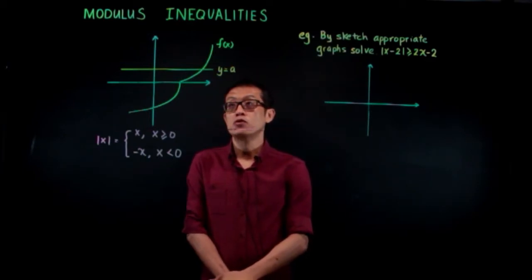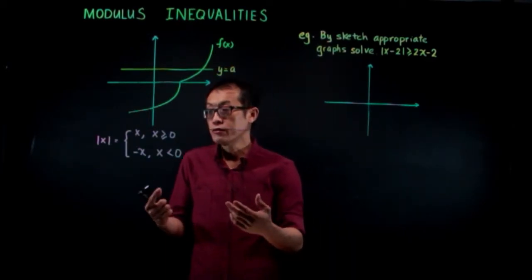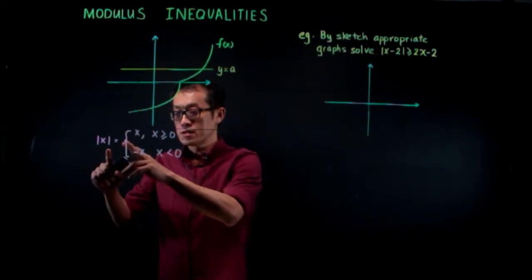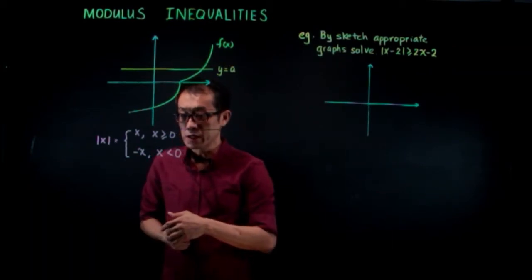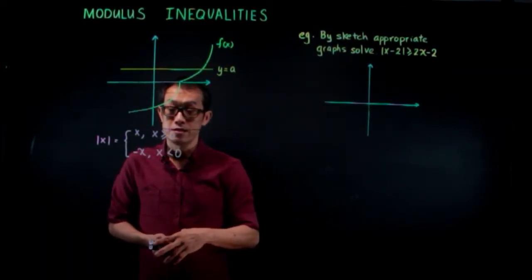Next, we come to modulus inequality. Now, you learn in secondary 4 or sec 3, mod of x is equal to x when x is greater than 0 and minus x if x is less than 0.